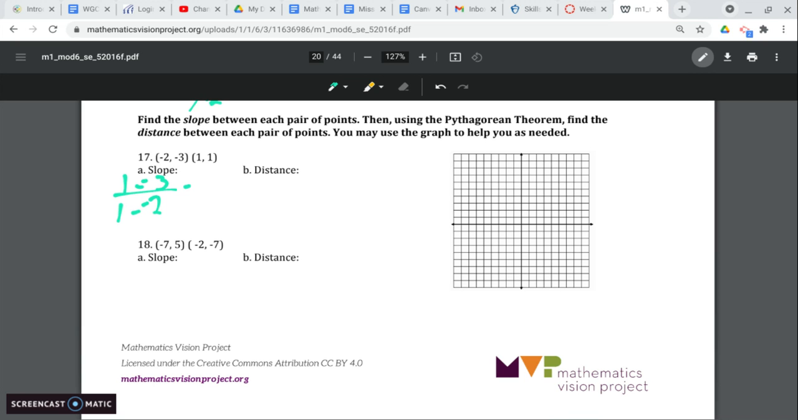1 minus negative 3 is 4. 1 minus negative 2 is 3. So 4/3 is our slope. Distance, 4 squared plus 3 squared equals c squared. This would make a triangle if we think about this. So we have 16 plus 9 equals c squared. That's 25. Take our square root, so c equals 5.